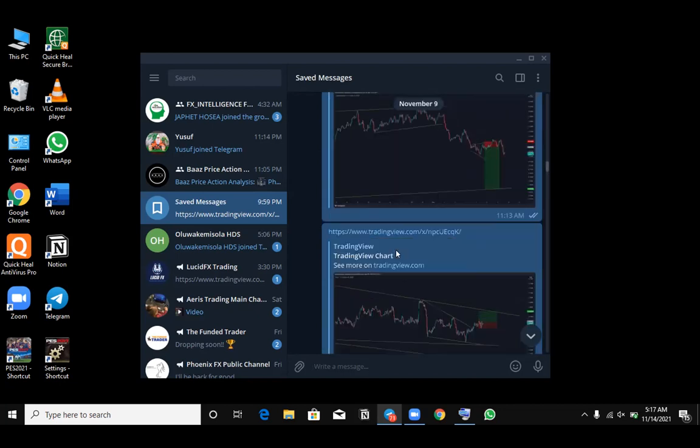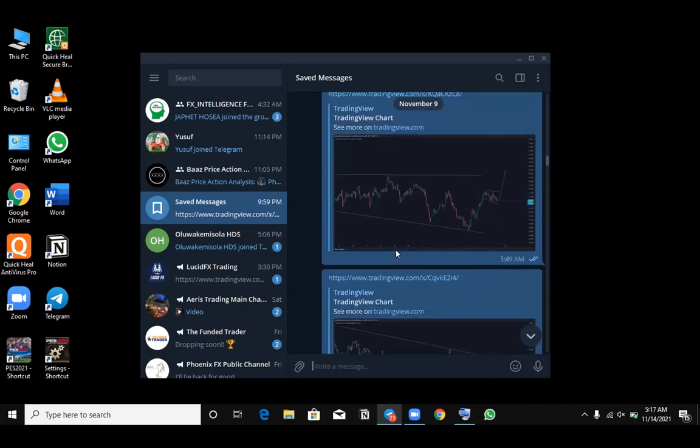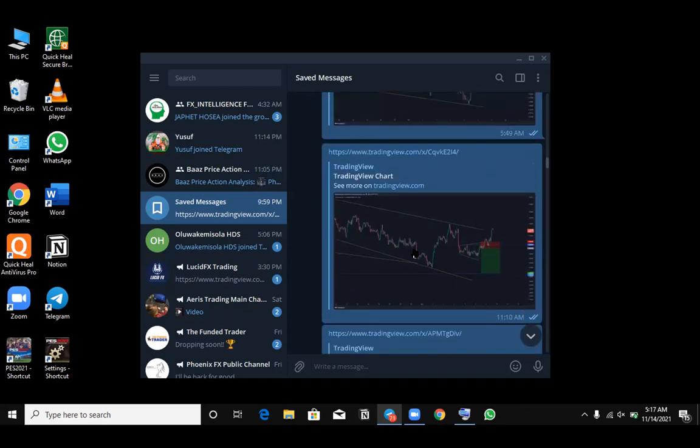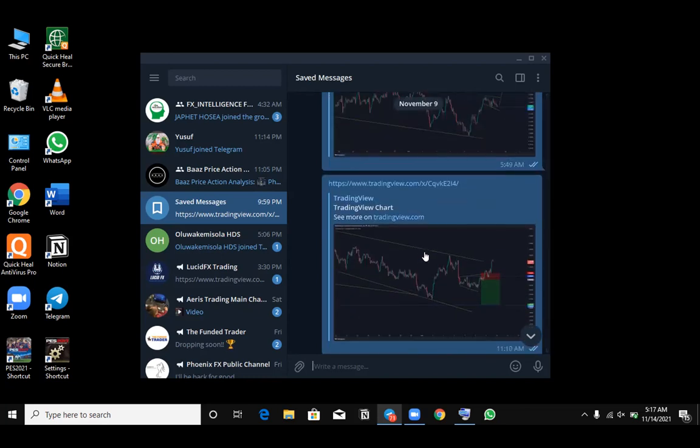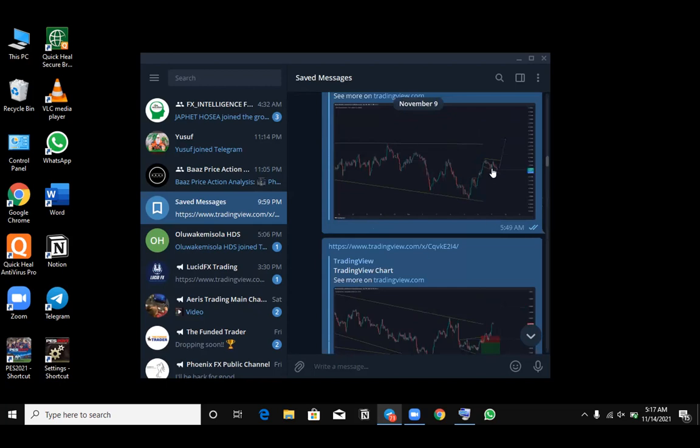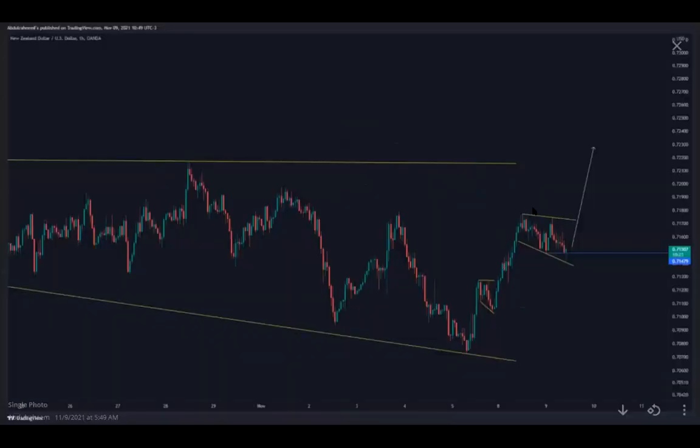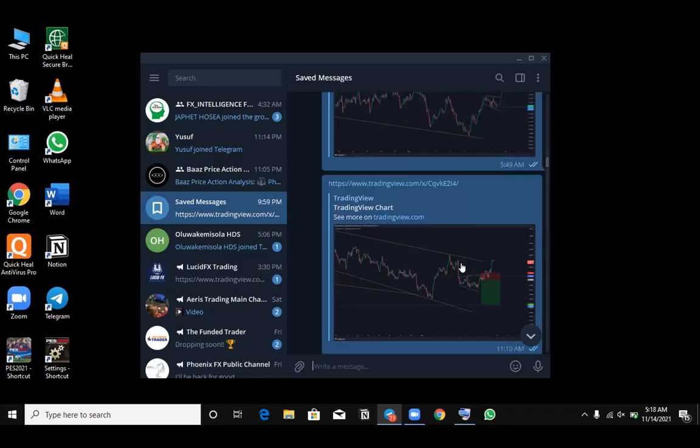Okay, this is the first one. I think there are 4, right? Yeah. Let me start with the NZDUSD. Actually, I sent this NZDUSD on the group. I was looking to buy off this retrace candle to the upside, so when the candle closed, I actually bought.